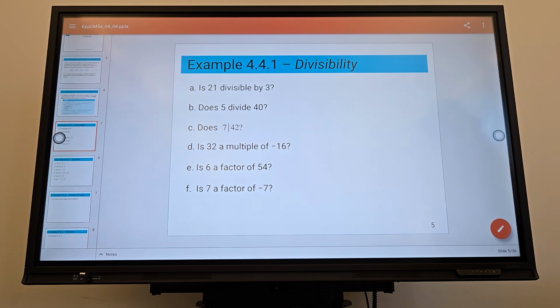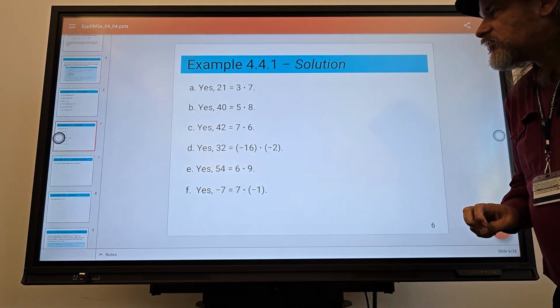Is 6 a factor of 54? Yeah. Is 7 a factor of negative 7? Yeah, because 7 times negative 1 is negative 7. So, yes to all of the above.